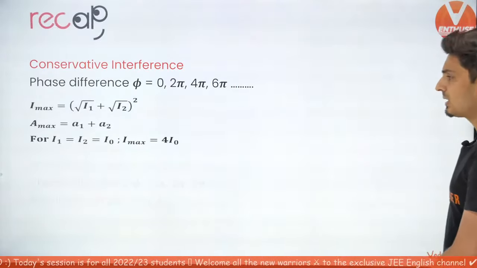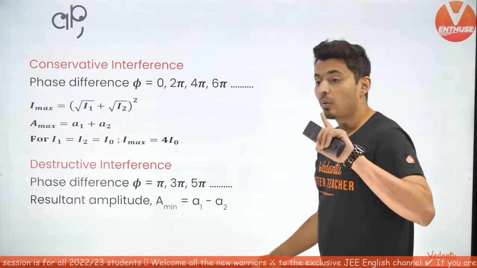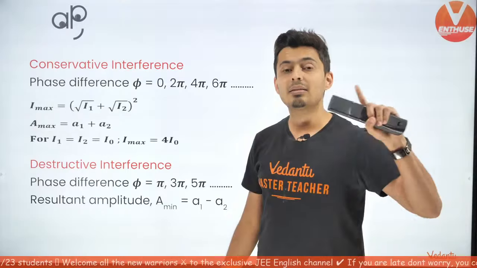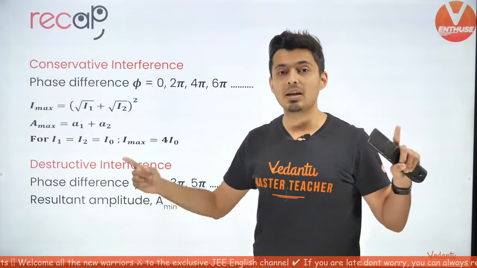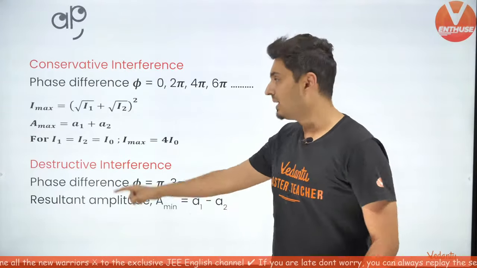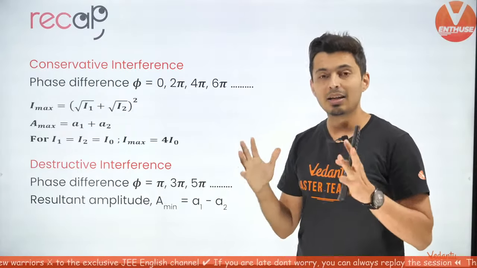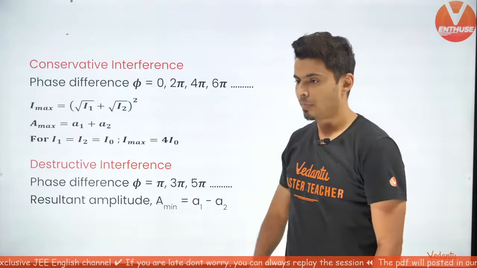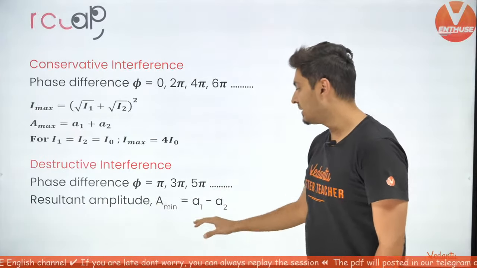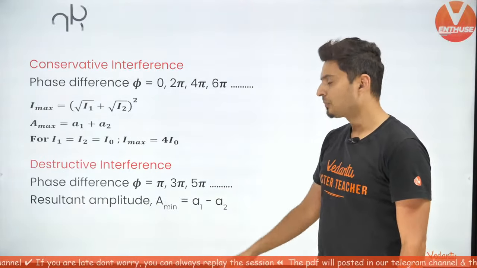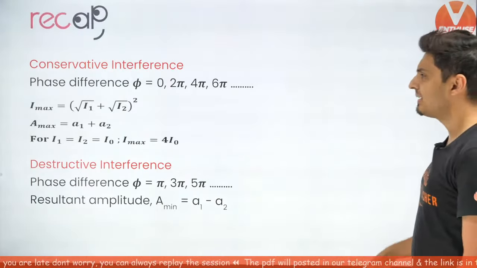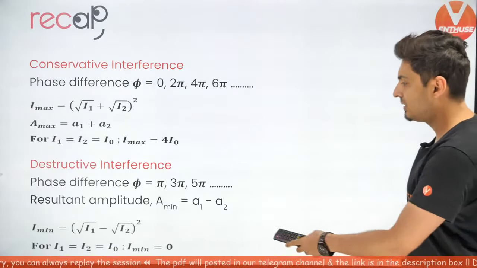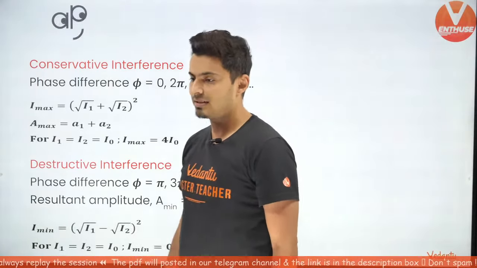And same thing for destructive interference, it is odd multiples of pi. That means pi, 3 pi, 5 pi, 7 pi. So all the odd multiples of pi, when the phase difference is there, that time you get destructive. So the crest will cancel the trough. And the resultant is given by A1 minus A2. Okay, amplitude wise, intensity wise, what will happen? This will be root I1 minus root I2. That's the only difference. Root I1 minus root I2.